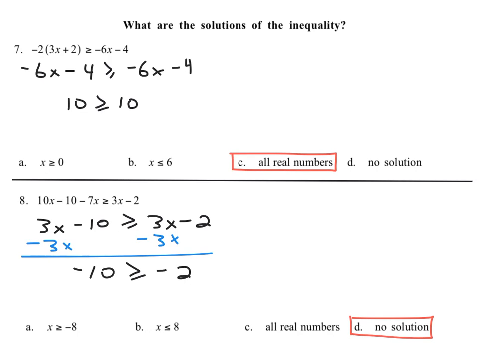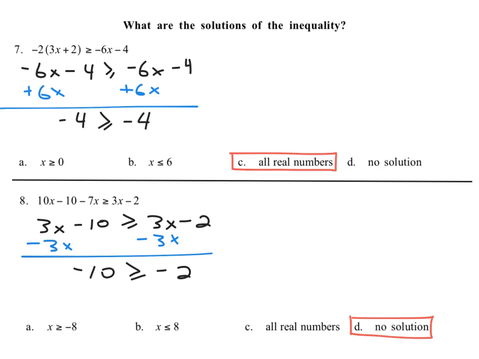Okay? And if we go back to number 7 just for a second, and I said, for example, let's add 6x to both sides. Then what you would get is negative 4 is greater than or equal to negative 4. Is that ever true? Yeah, that's always true because of the "equals" part of "or equals," right? As long as it's equal, it's fine.